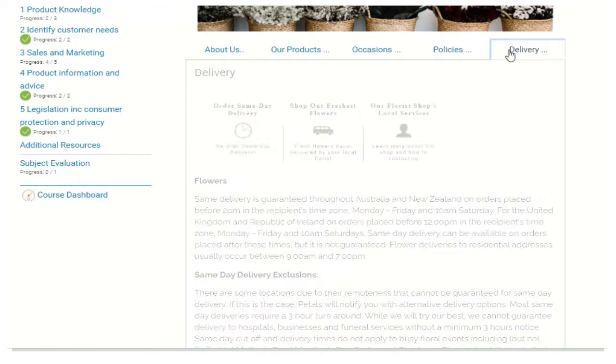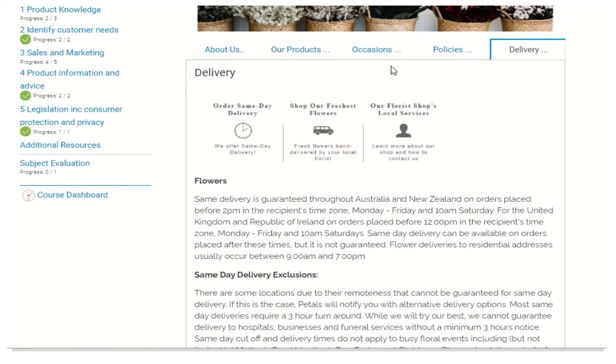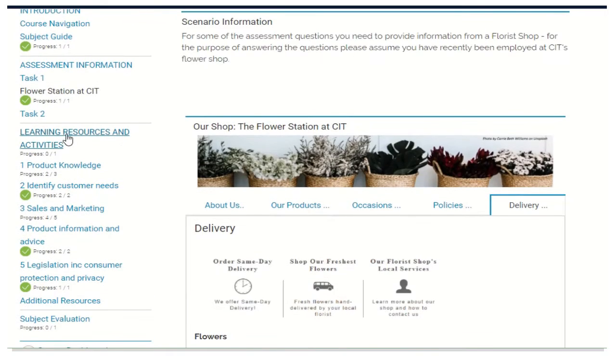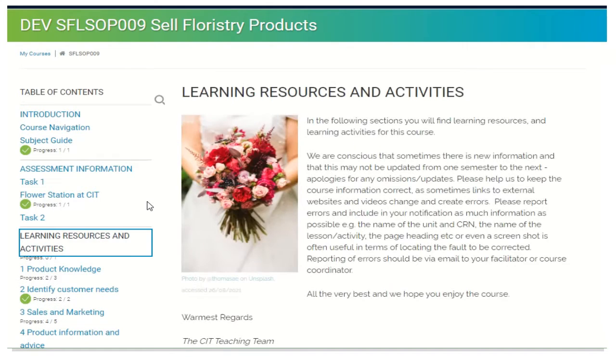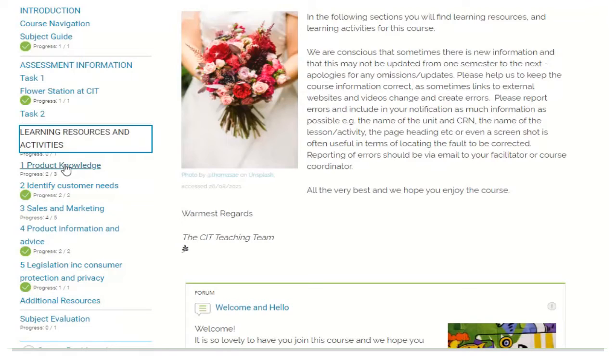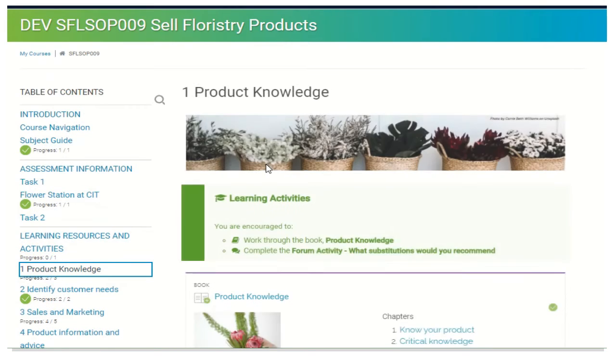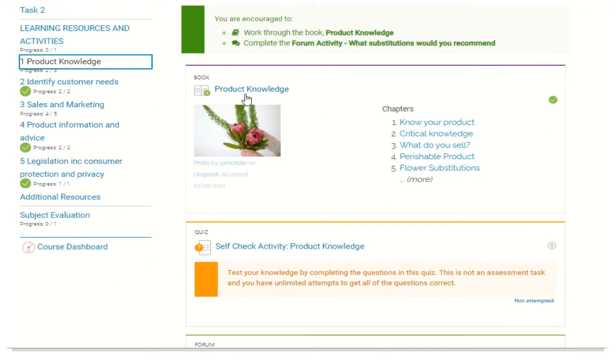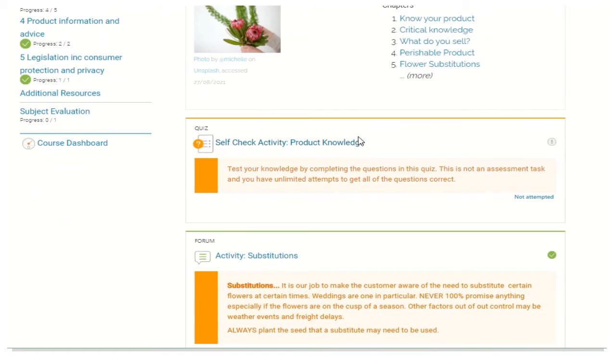So we tried to set it up to mimic what a website would look like, and so when they're answering some of the knowledge questions, they have to refer to this little pretend website to answer those questions. In the learning resources, we've tried to chunk the information so that it's nice and digestible, and most of this has come from the knowledge requirements of the unit. So understanding the various components of product knowledge, and then a self-check activity for students to do.